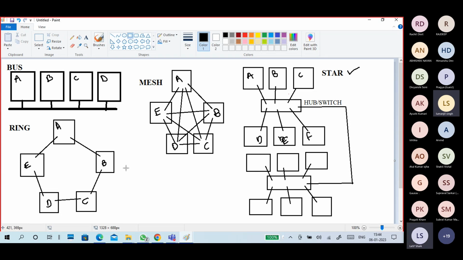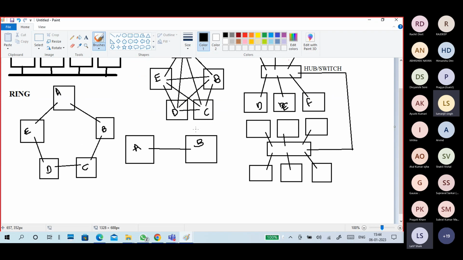Okay. Point-to-point topology. What is point-to-point topology? If two devices are connected directly, for example, ring topology or mesh topology or a star topology, these are all point-to-point topologies. Two devices are connected one to another. That is a star topology. Any device to any device. These two are direct, star point-to-point also using.